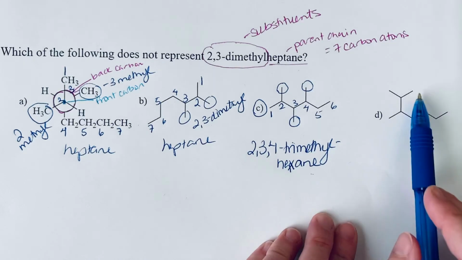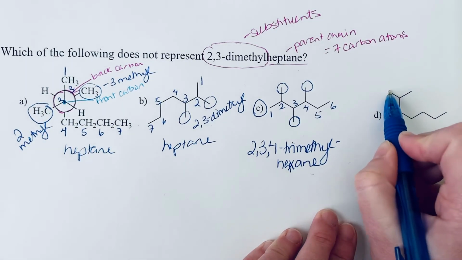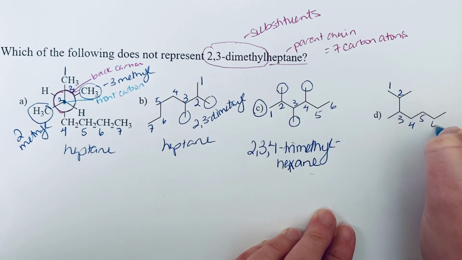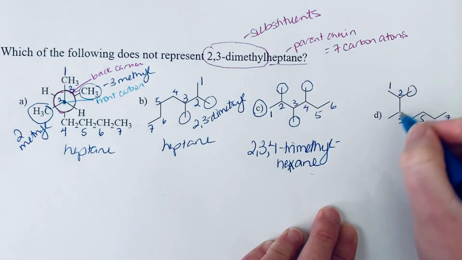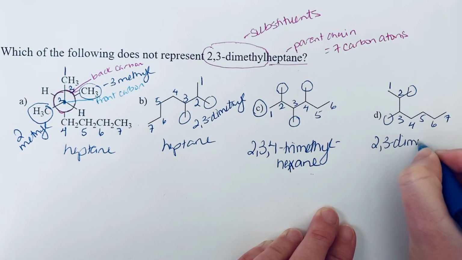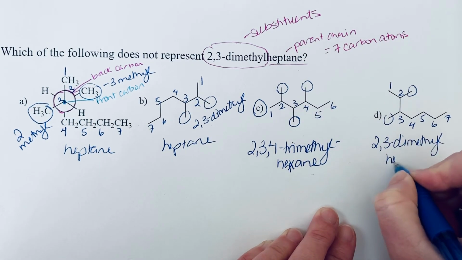Which means that if I go to D and I number the chain starting either here or here, 5, 6, 7. So this is also a heptane, and we also have 2,3-dimethyl. So this is also 2,3-dimethylheptane.